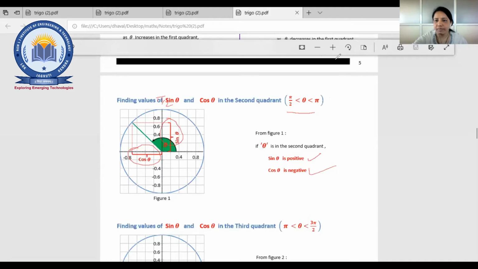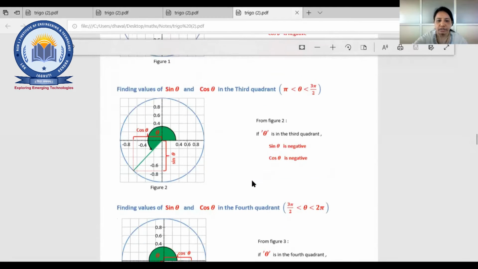Same way in the third quadrant. So third quadrant, what will it be? It will be between pi less than theta less than 3 pi by 2, right? If there is any doubt, you can write in the chat box, because these are very basic things. Fine. Okay. So you can see that cos theta will be on the negative x-axis and sine theta also negative. So we can say that in the third quadrant, both are negative.